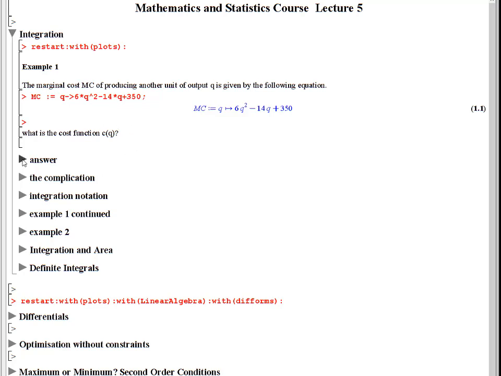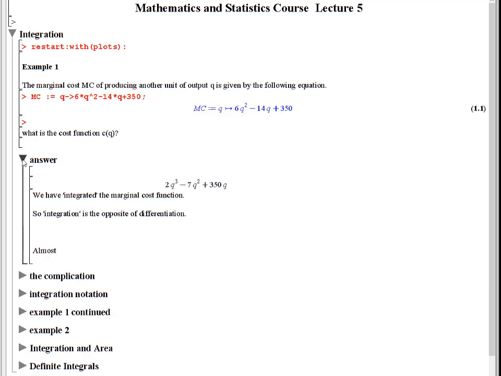Okay, hopefully you've paused that, so let's have a look at what I've put down for the answer. Because we know that the marginal cost function is the derivative of the total cost function, we simply have to find something which, when you differentiate, will give us this. So if I want to get 6q squared, I have to start with 2q cubed, because 3 times 2 will give me 6. Here I need to get 14q, so if I start with negative 7q squared, that will work. To get this I need 350q and so on, so that's it.